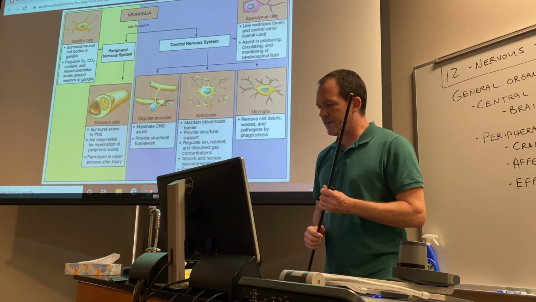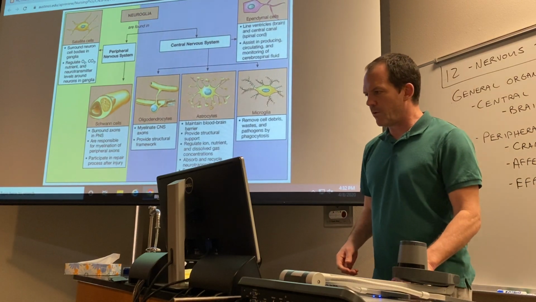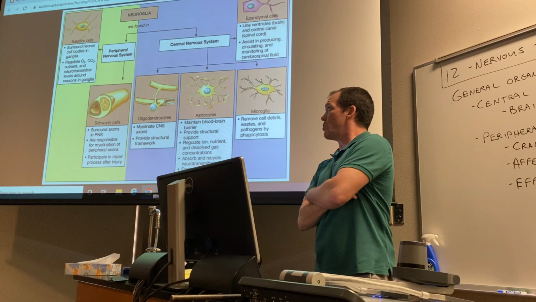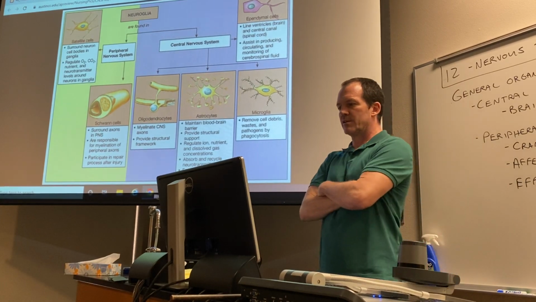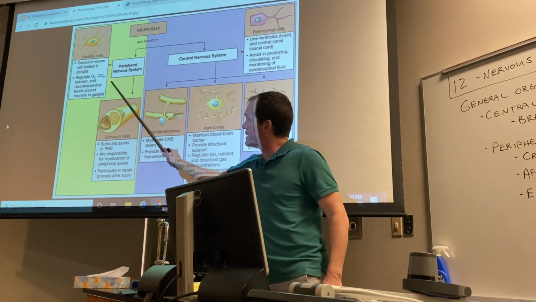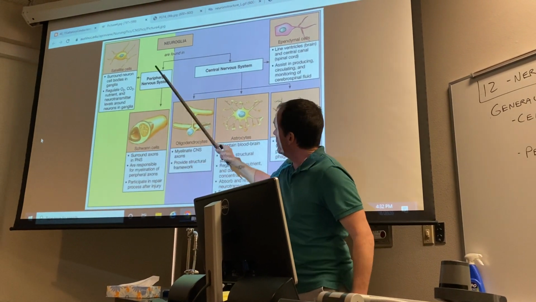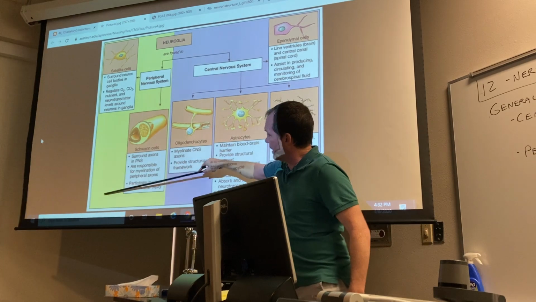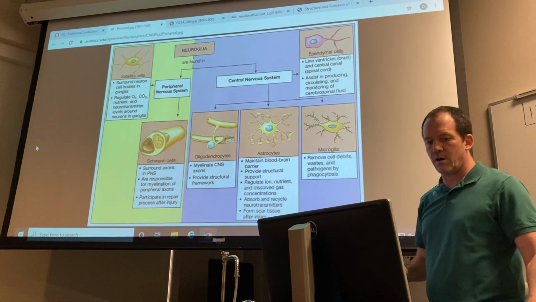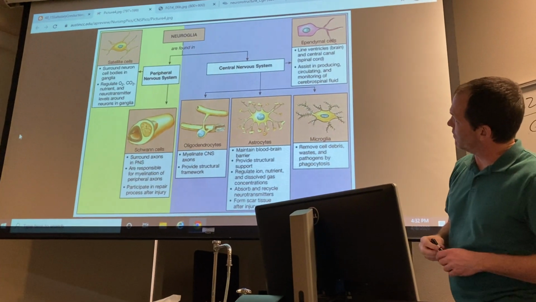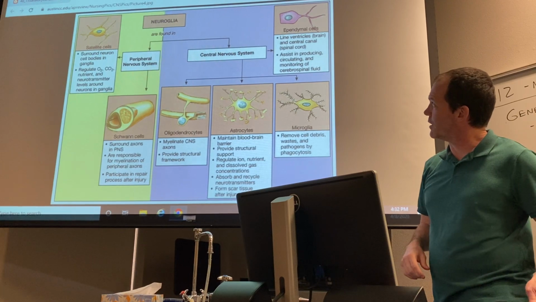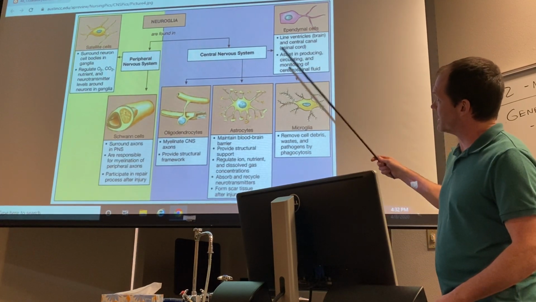All right, so this right now is what we call the neuroglia. So you might see neuroglia or neuroglial cells. The peripheral nervous system ones are on the left and the central nervous system ones are here on the right. There are far more types, about twice as many types of central nervous system glial cell as peripheral. So let's talk about them first.